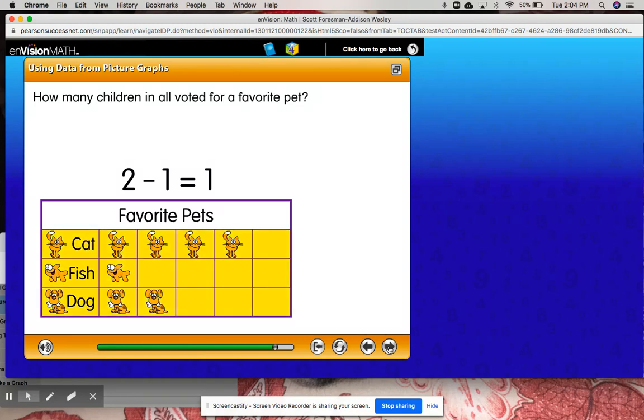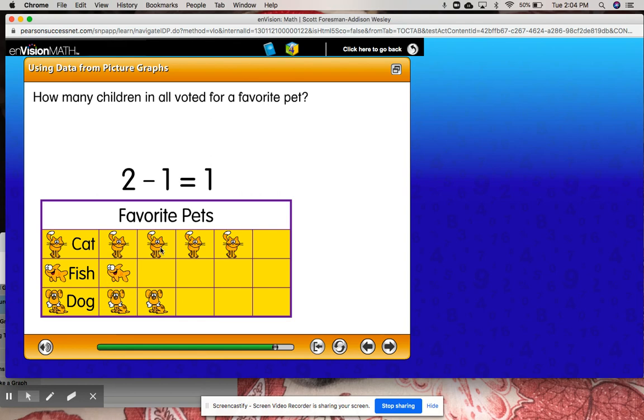How many children in all voted for a favorite pet? So now this one is going to take a little bit of thinking because the question asks how many children in all voted. So I need to look at the entire picture graph to find out this answer.